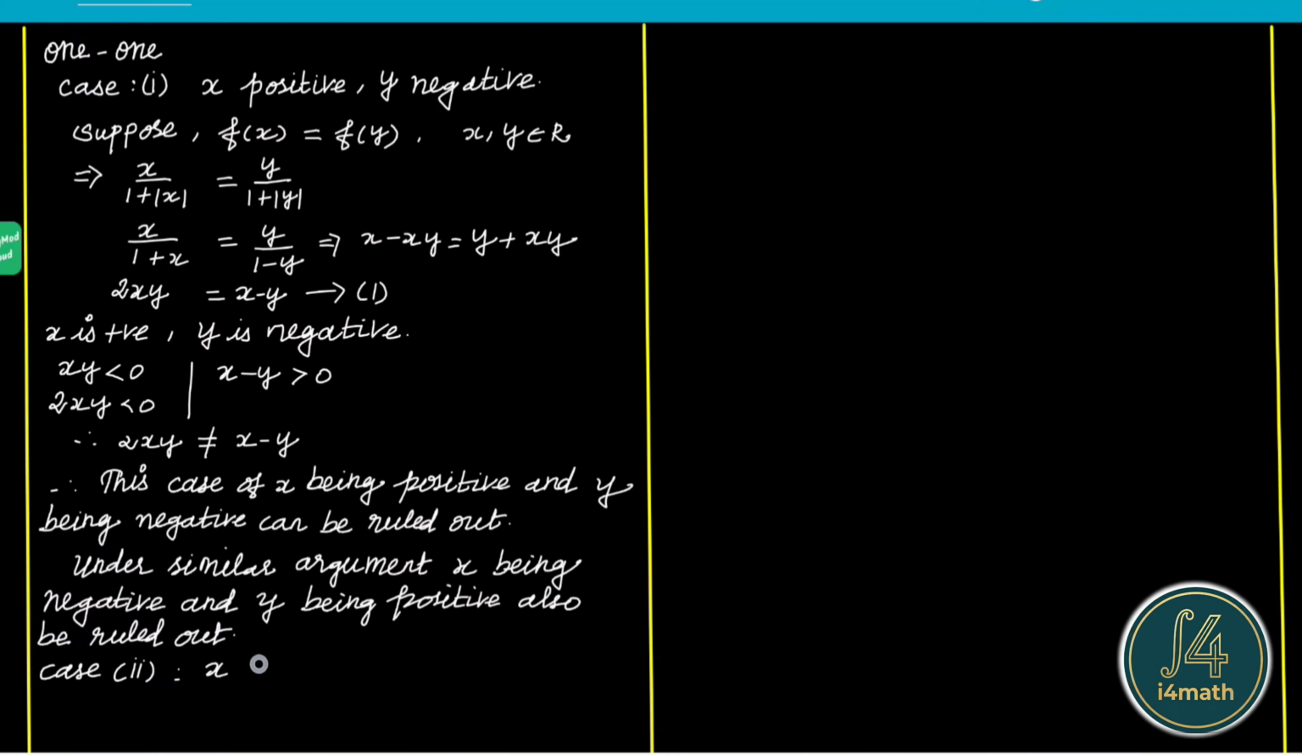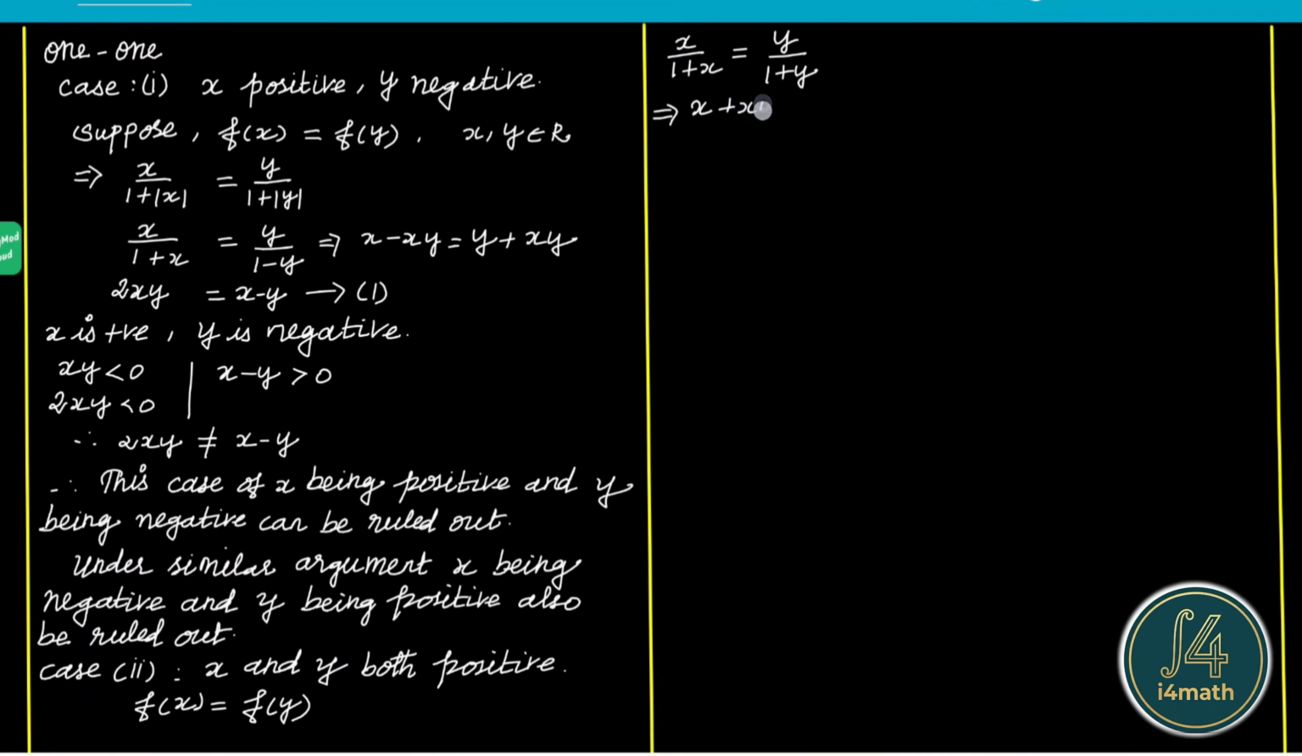Next, case number 2. X and y both positive. Then f of x is equal to f of y. X is positive, so we can write modulus of x is equal to plus x and modulus of y is equal to plus y. So x divided by 1 plus x is equal to y divided by 1 plus y. Now do the cross multiplication. X into 1 plus y is equal to y into 1 plus x. Now cancel xy on both the sides. So x is equal to y. So f is 1-to-1.